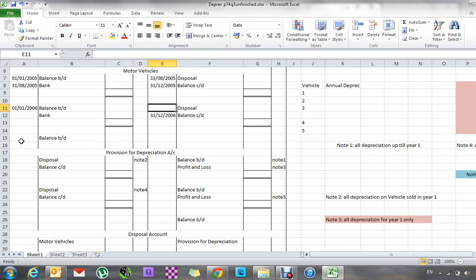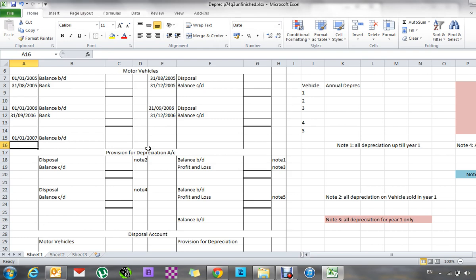So the disposal during 06 happened on the 31st of the 9th. So the bank will be the same, and the bank is 31st of the 9th of 06. And then the balance BD is going to be the 1st of the 1st 2007. Okay. So the amounts of money to go in.